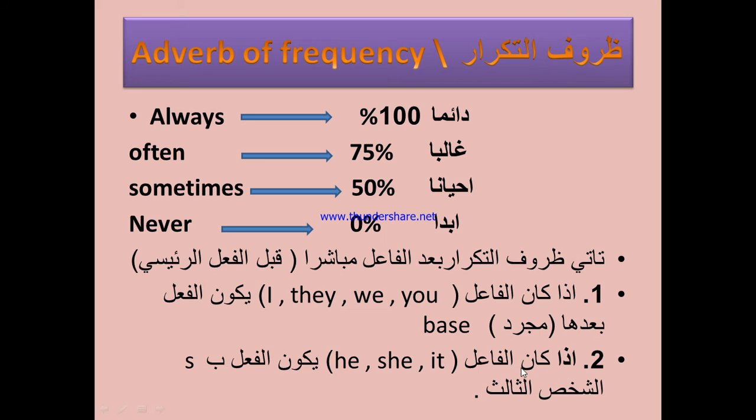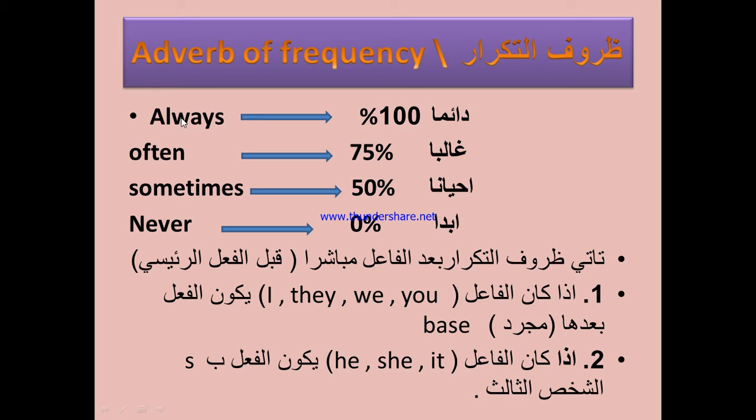2. إذا كان الفاعل he, she, it، يكون الفعل بأس الشخص الثالث. أوكي، repeat after me. Number 2. إذا كان الفاعل she, he, it، يكون الفعل بأس الشخص الثالث. يعني شنو الشخص الثالث؟ يعني plays, goes. أوكي. reads, writes.